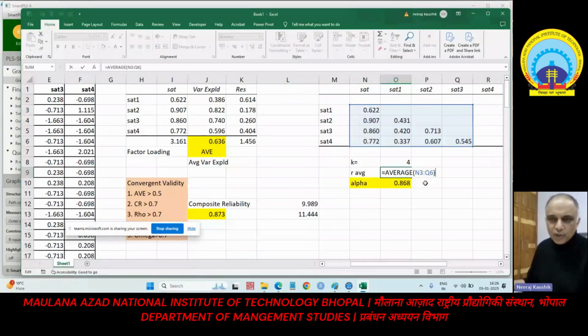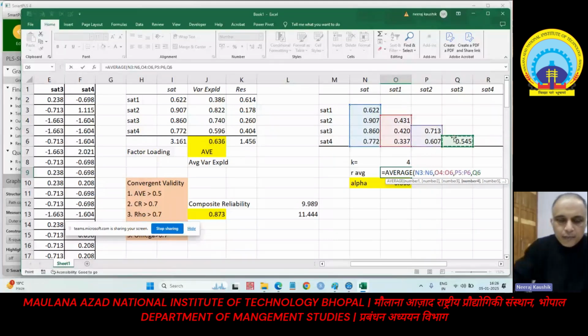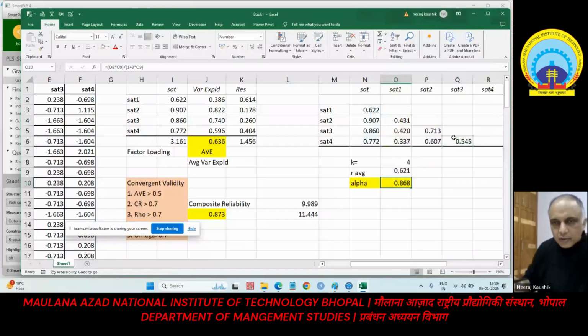Okay, let me just cross check. My doubt is that it has probably taken the average like this: this value, this value, this value, and this value. Is the average the same or different? It's coming the same, and this is again the same. For sure, I have made some mistake somewhere.